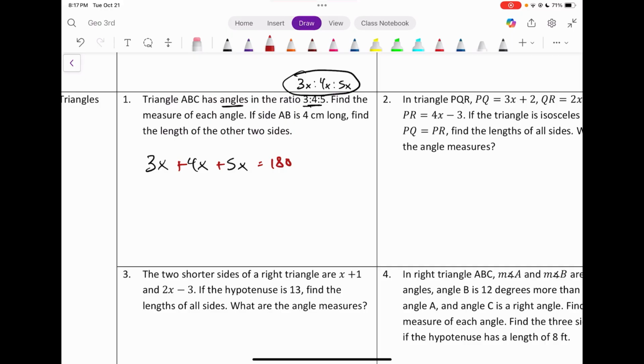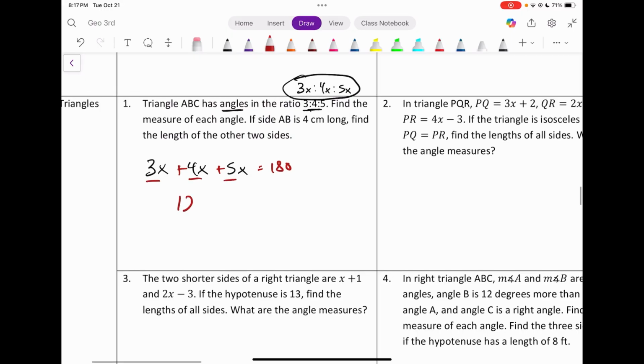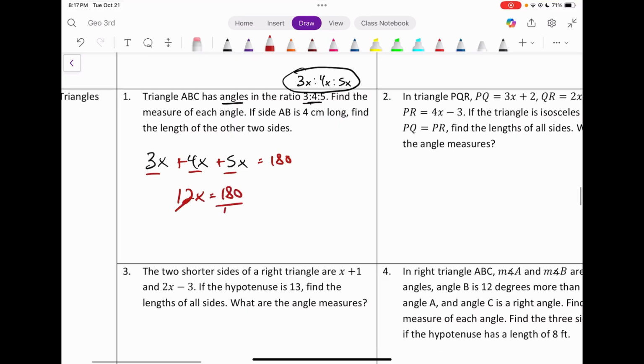There's your equation. Combine to solve the equation. That's going to be 12x equals 180. Last step, we always divide by the 12, and that gives me an x value of 15. Once you find the x value, you will always plug it back in. 3 times 15 is 45. 4 times 15 is 60. 5 times 15 is 75. And please check that and make sure, and it does add up to 180.